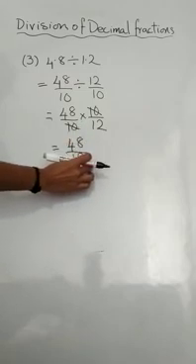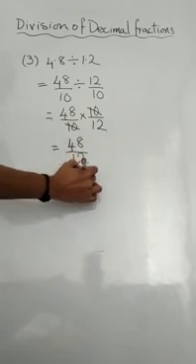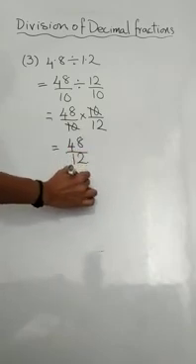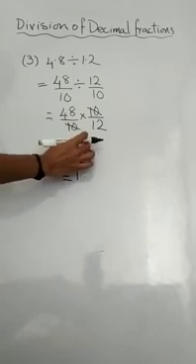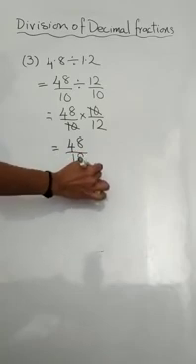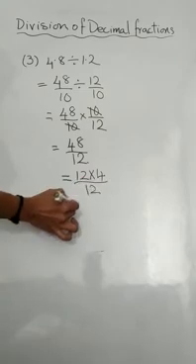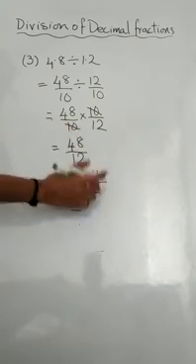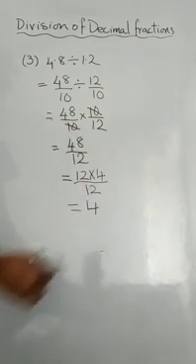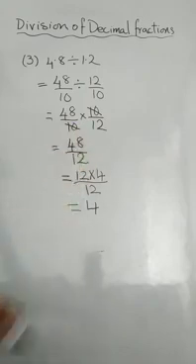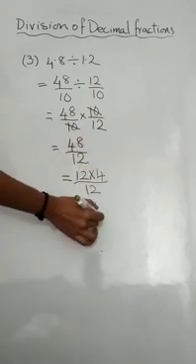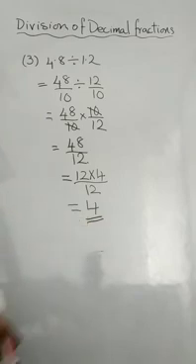Now here 12 into 4 is 48. 48 is a multiple of 12. So when you divide 48 by 12, you will get 4. Okay, that is 12 into 4 is 48. So the answer will be 4. Here you are not getting a decimal fraction. Here you are getting a whole number as the answer. Okay.